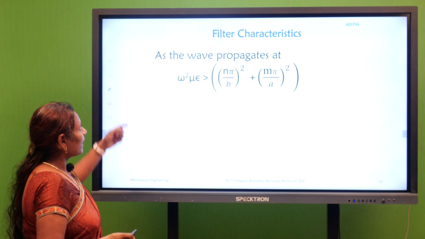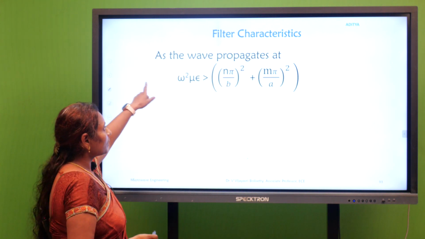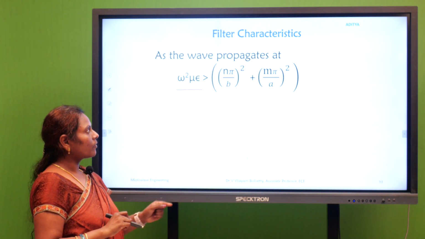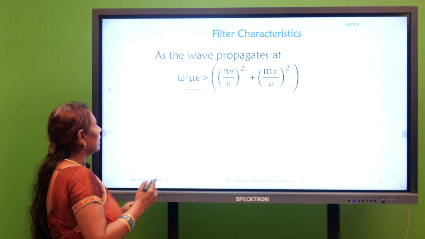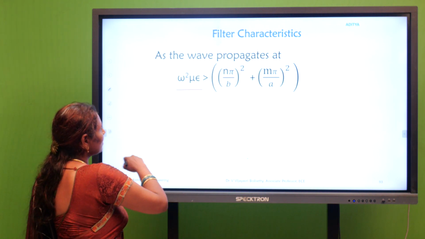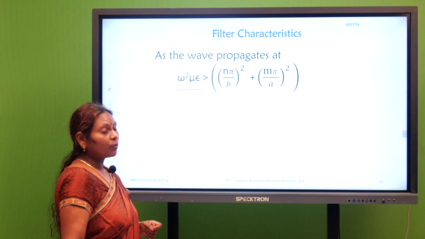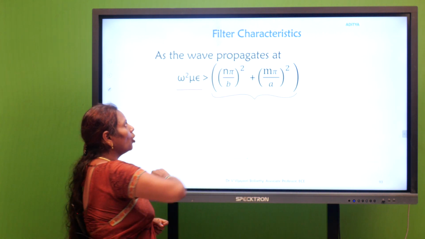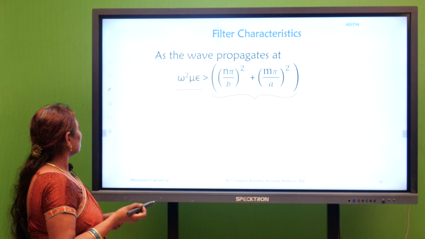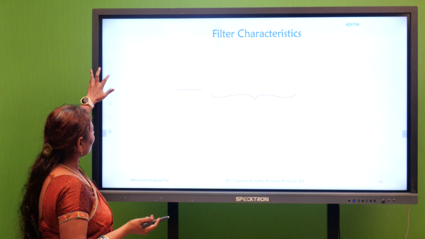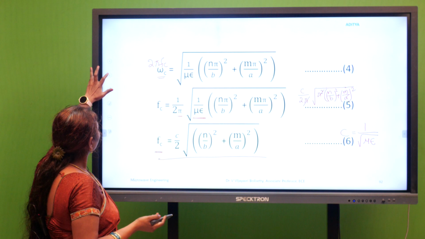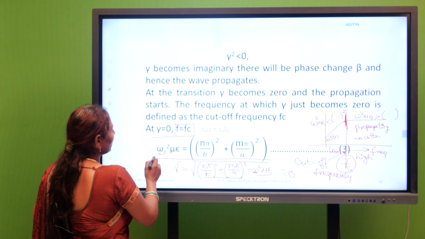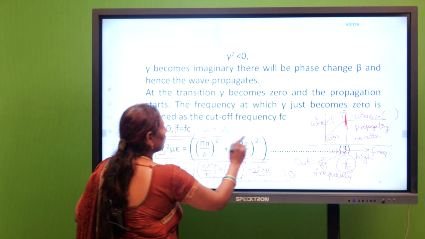As we have seen, the condition for wave propagation is omega square mu epsilon should be greater than n pi by b whole square plus m pi by a whole square. In the previous equation we have seen that n pi by b whole square plus m pi by a whole square is nothing but equal to omega c square mu epsilon, from equation 3.